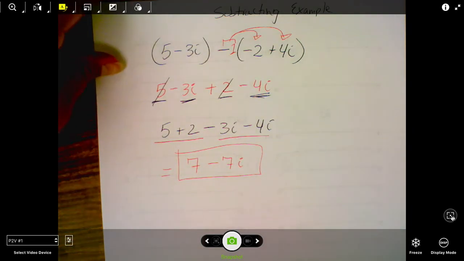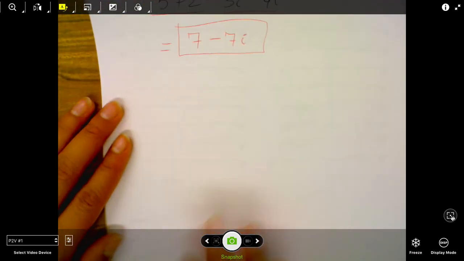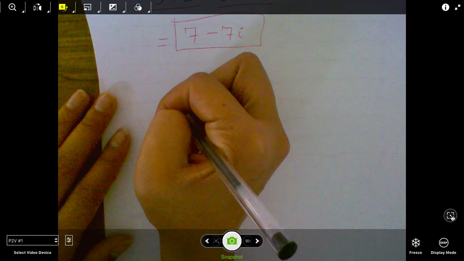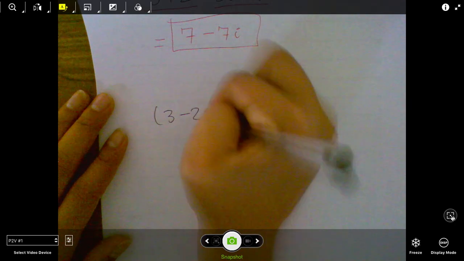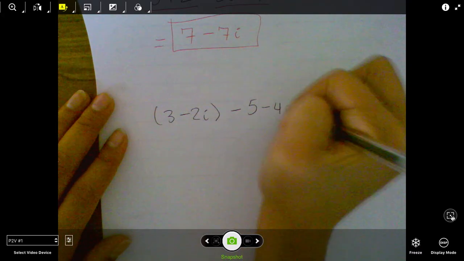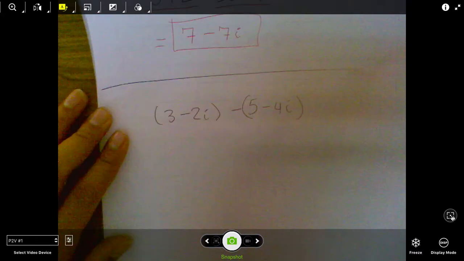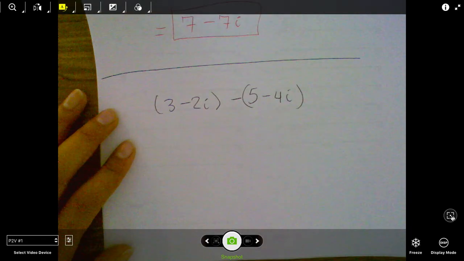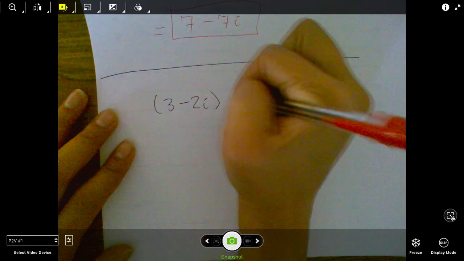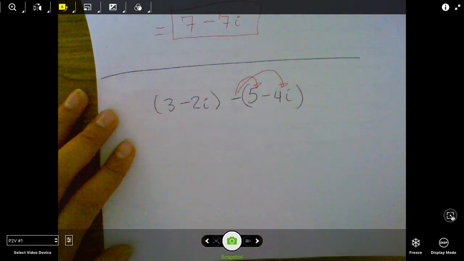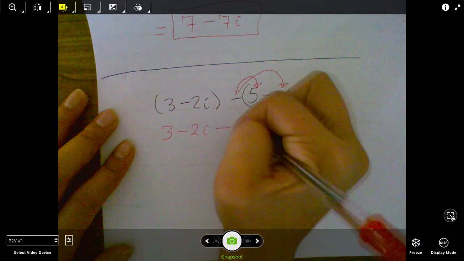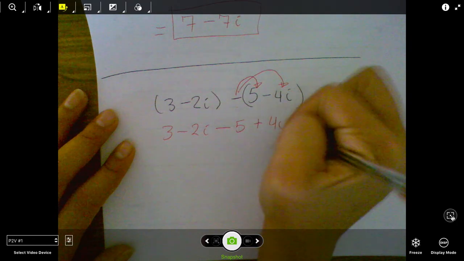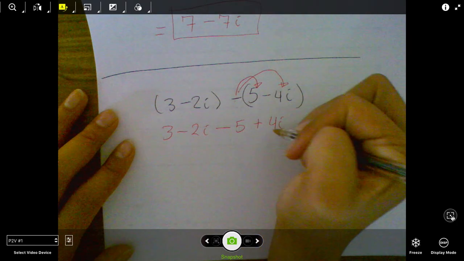Okay, the last subtracting example that we are going to do is 3 minus 2i minus 5 minus 4i. This minus sign is very important. You are expected to distribute it to the second parentheses. Now we have 3 minus 2i minus 5 plus 4i, because a negative times a negative is a positive.